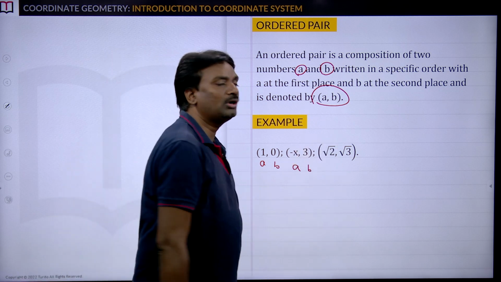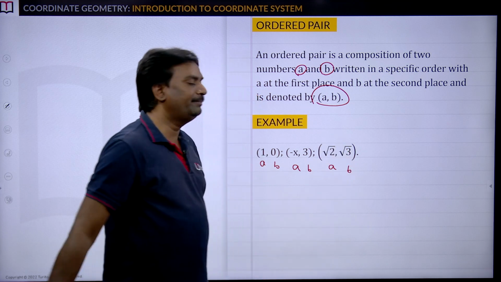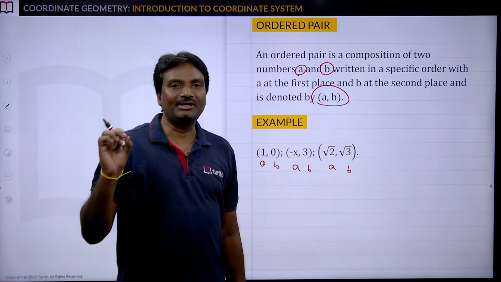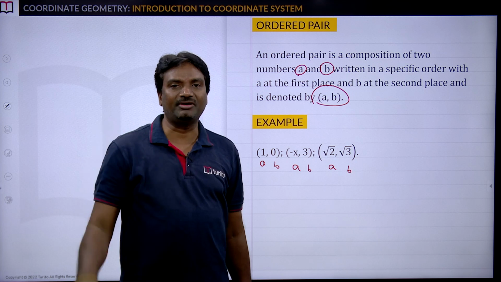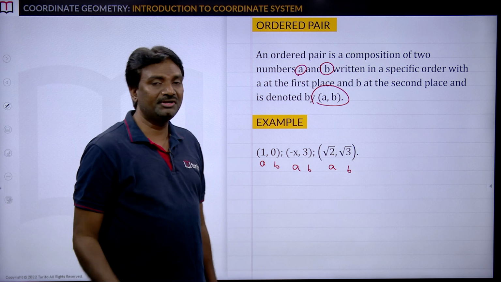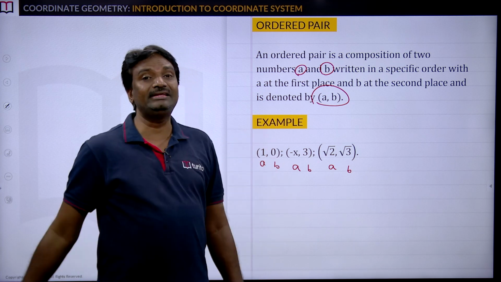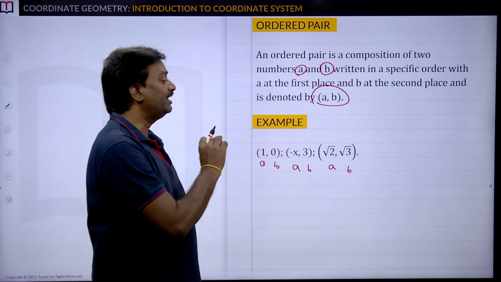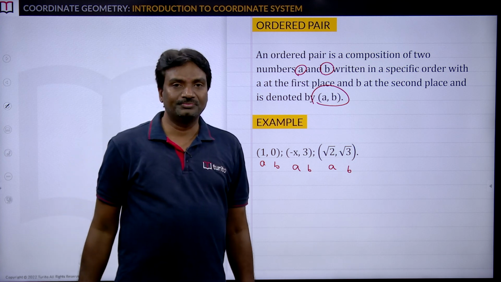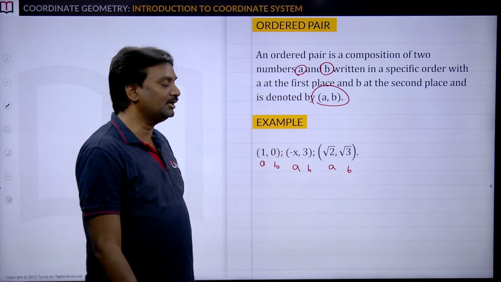If you take root 2 comma root 3, in place of A we have root 2, in place of B we have root 3. So, you can take the numbers as you wish. If you take those two numbers in the bracket like this in a particular order, then we can say those expressions are ordered pairs.